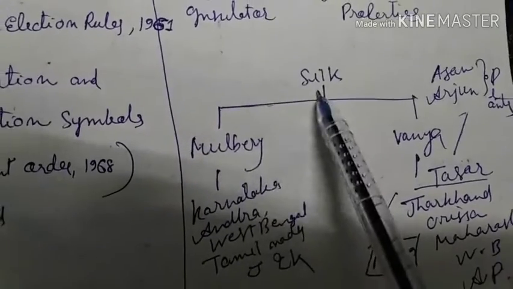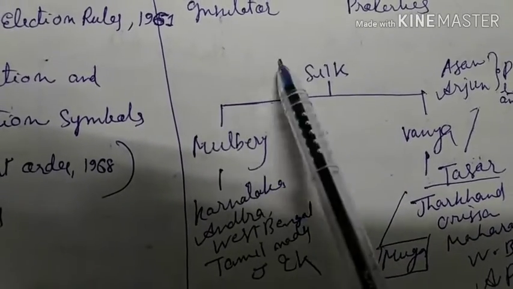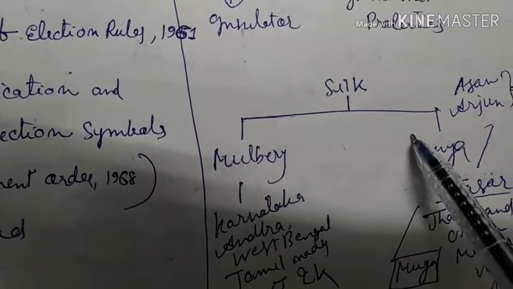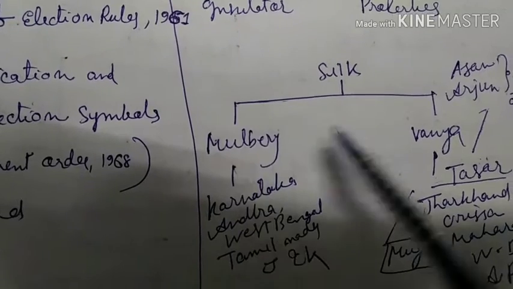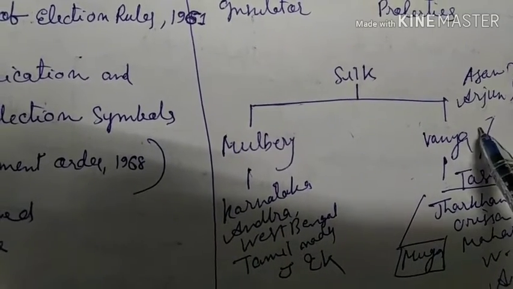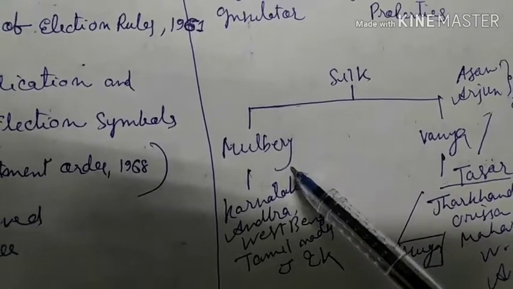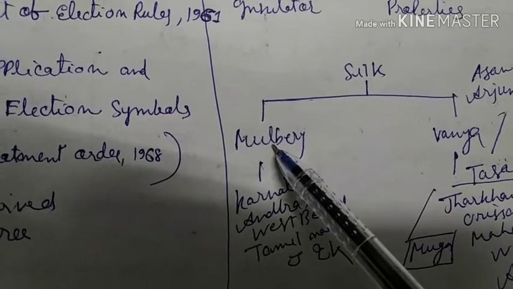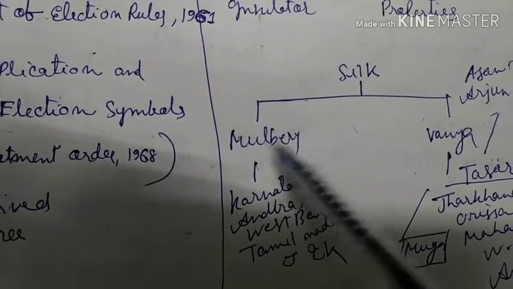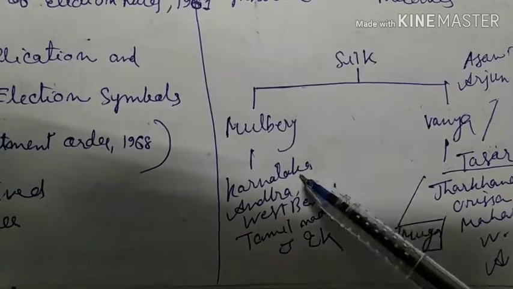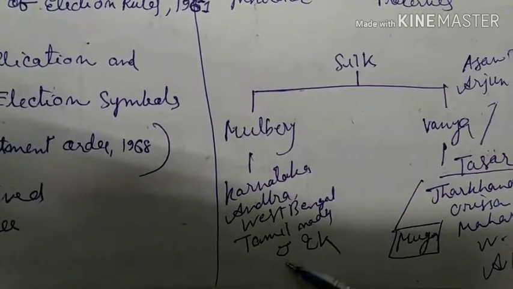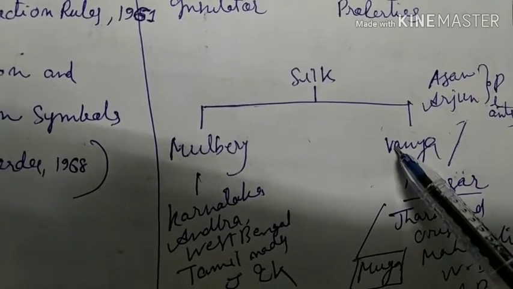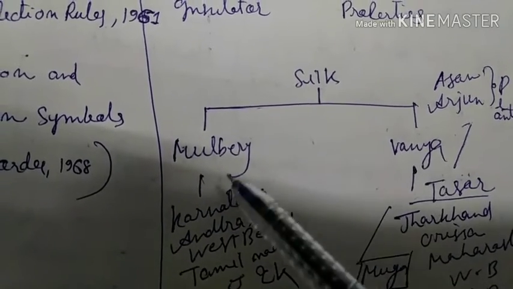Coming to some prelims questions: there are five species of silk, and these five species can be categorized into two prominent types. One is called mulberry silk and the other is called vanya silk or non-mulberry silk. Mulberry silk is the finest silk, and it is called mulberry because the silkworms are fed on mulberry leaves. It is mainly produced in Karnataka, Andhra, West Bengal, Tamil Nadu, and Jammu and Kashmir. And vanya silk or non-mulberry silk consists of all other silk varieties except mulberry.